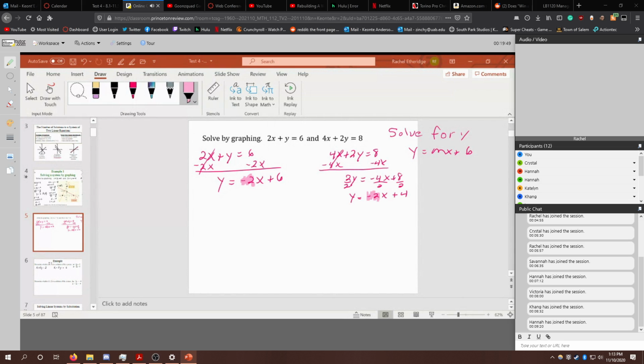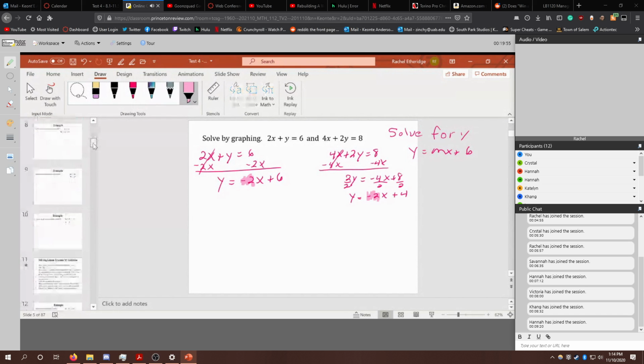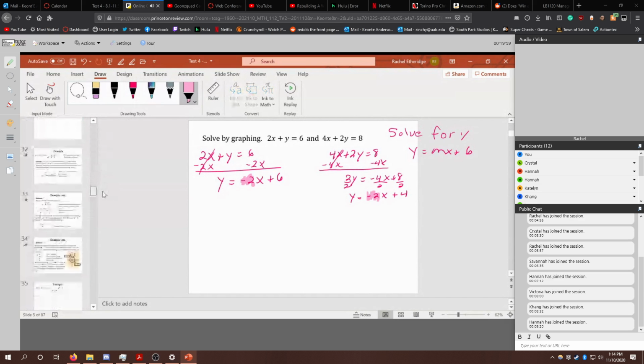So what I'm going to do is I'm going to graph these. Let me see if I can borrow a graph from somewhere. Sure, I can borrow one from somewhere if I can find one.